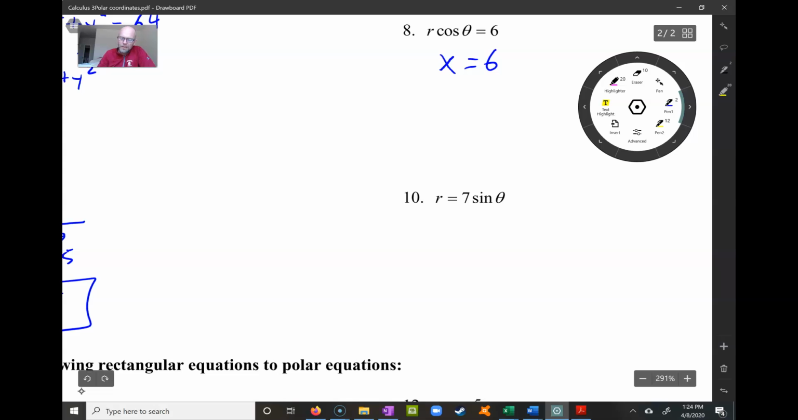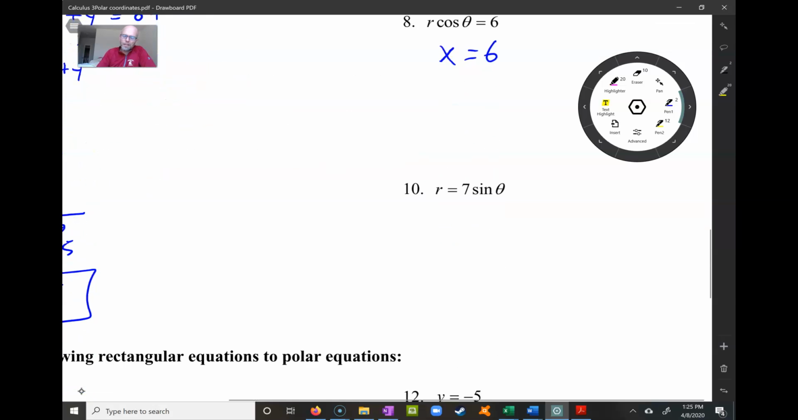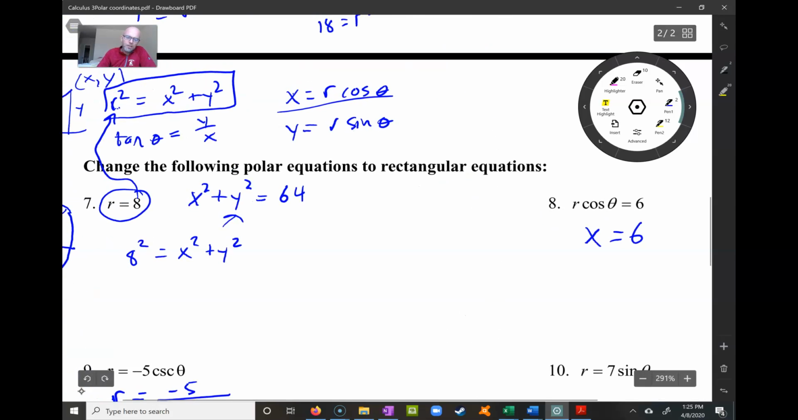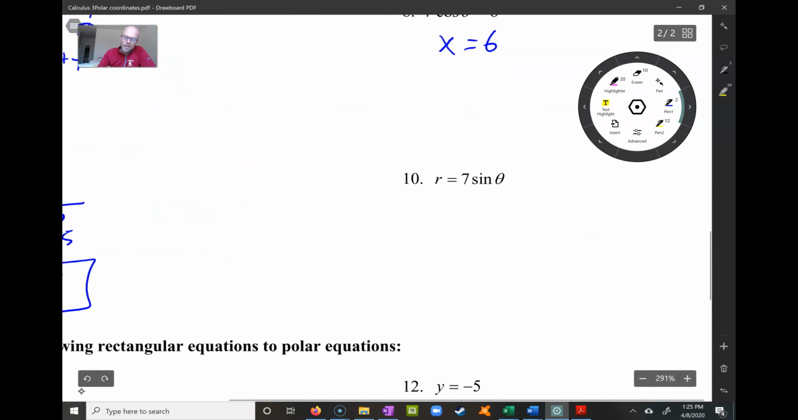One more. This one's a little bit trickier because we don't have that nice r sine or r cosine. But there's a 7 there, which is not r. That doesn't help us. So we're trying to use these equations up here. So here's a little trick you can use. Remember, you could do the same thing to both sides of the equation, and as long as you do the same thing, it remains an equivalent equation.